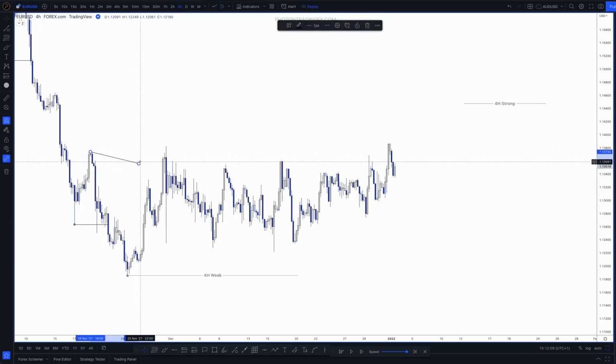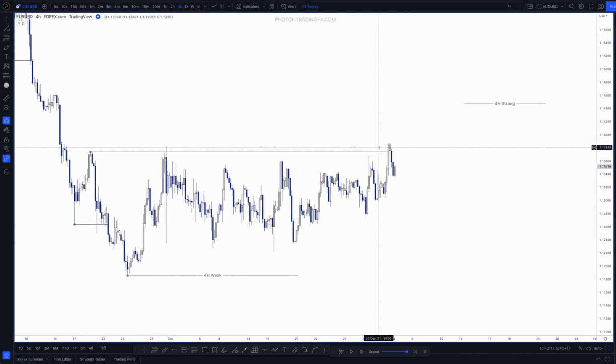So that should be there. And then we finally got a break and close above the high. Now, at that exact moment that we shift bullish on the 4-hour chart, where's our swing low? It's the lowest point that took out the high after it was printed. So this can be a bit confusing.